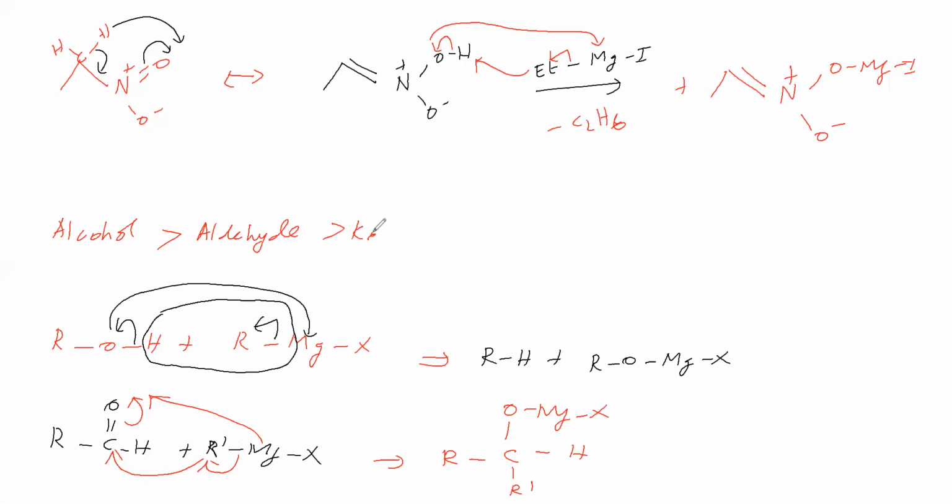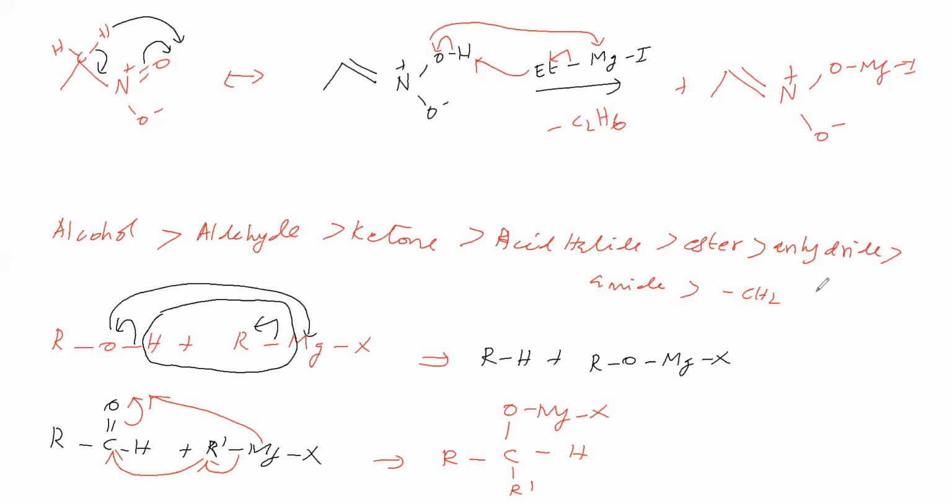Aldehyde is having higher reactivity than ketone. Ketone is having higher reactivity than acid halide. This we have seen already. Acid halide is having higher reactivity when compared to ester. Ester is having higher reactivity when compared to anhydride. Anhydride is greater than that of amide, greater than alkyl halide. Like this, the reaction will be there.